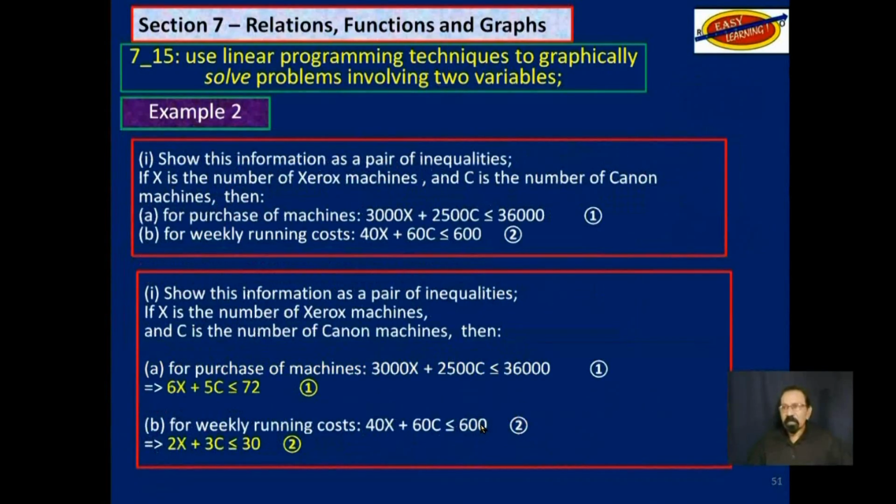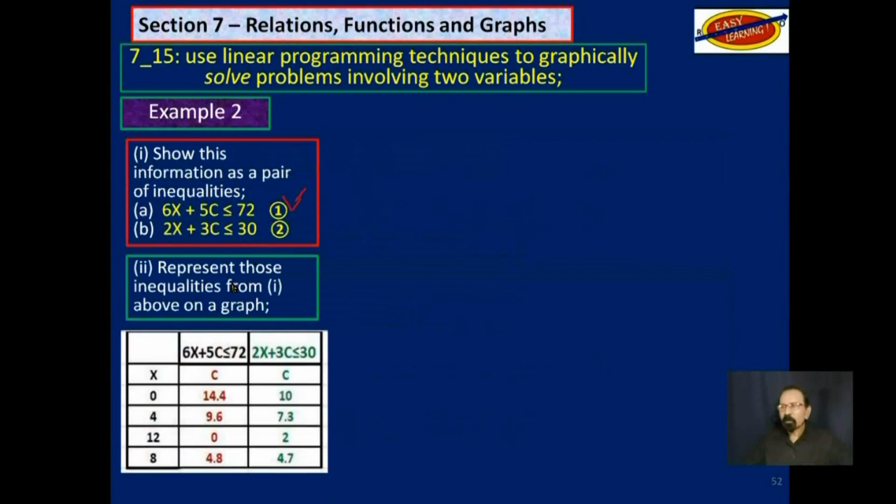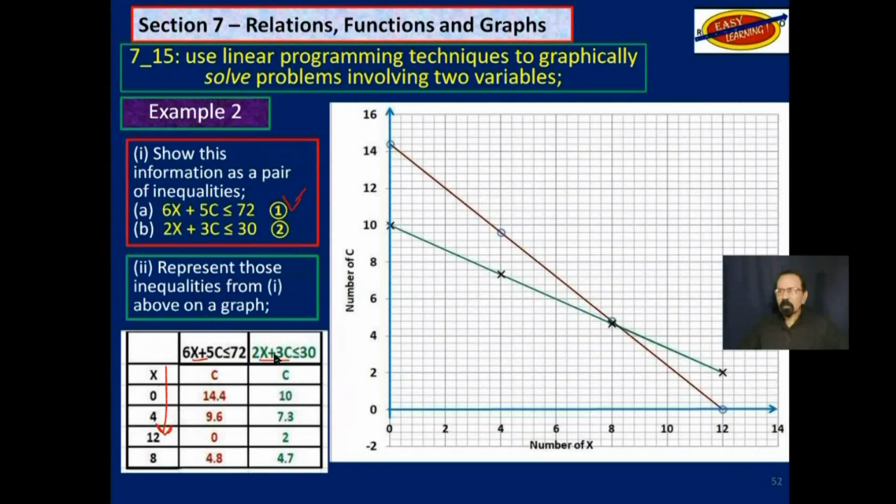So we have to show this information as a pair of inequalities. We can simplify these. So this can be simplified to that, and that can be simplified to this. So those are the two inequalities that we are now going to plot. We take some domain values for X and then see what we get for these other two. And we plot the graph, and this is what we get.